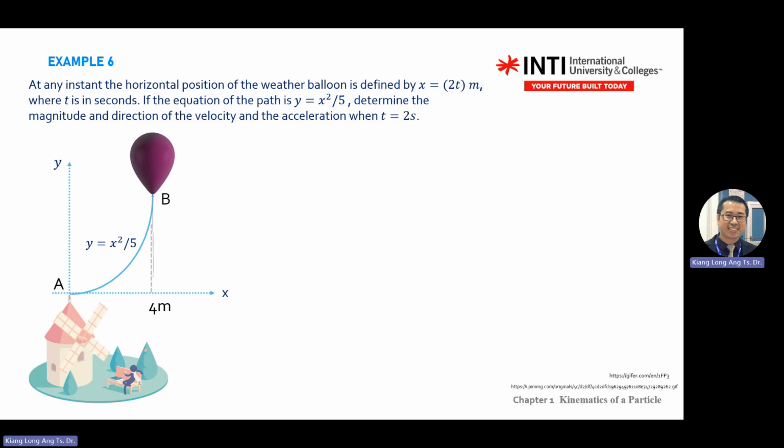So you are given the horizontal position of the weather balloon defined by x equal to 2t, in the time frame. If the equation of the path y, now in the y position, you have x squared, y is influenced by x. Determine the magnitude when time equals 2 seconds. Substitute 2 there in your equation. Derive the general equation.